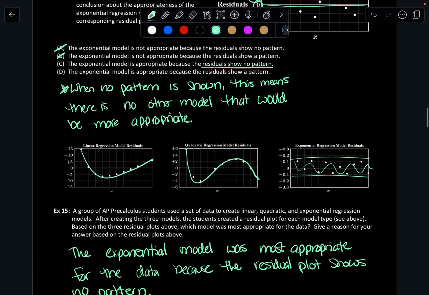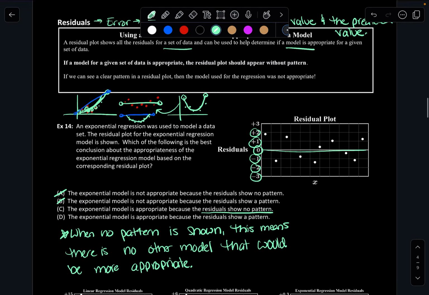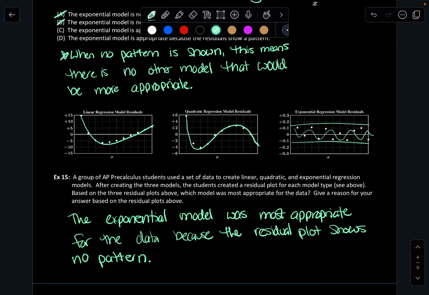All right, so for now, this is all we need to know about residual plots, and this is going to lead us into a couple other things such as context and data modeling for logs and semi-log plotting. All right, hope this helps.